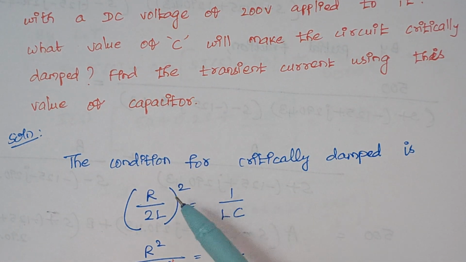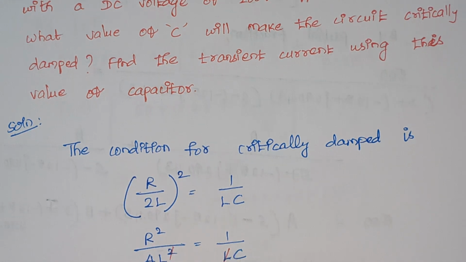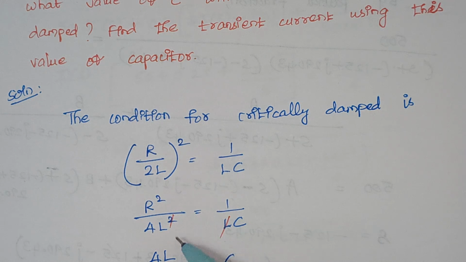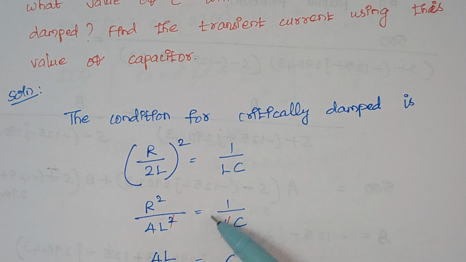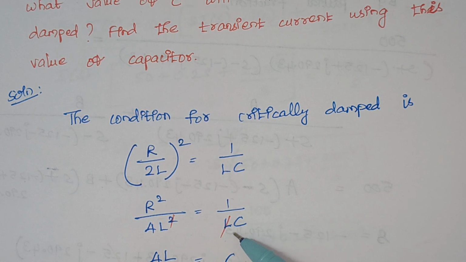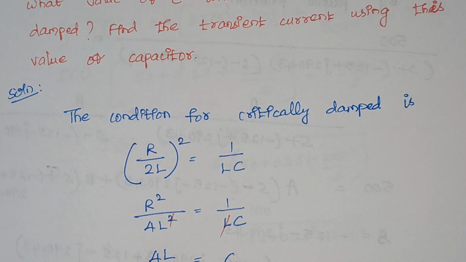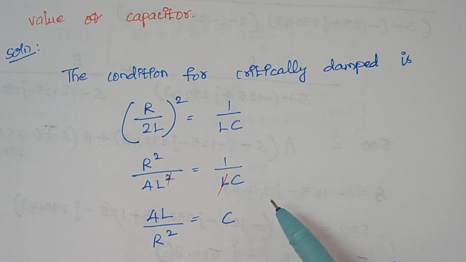It is given by (R by 2L) whole square equal to 1 by LC. So when you square these terms, the expression becomes R square by 4L square equal to 1 by LC. Here this L and this L cancel each other. So finally we will have R square by 4L equal to 1 by C. Right. What we actually need is capacitance.